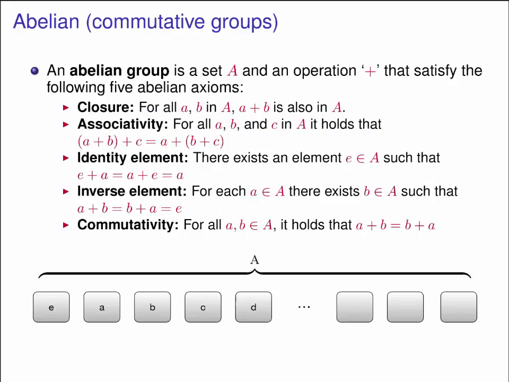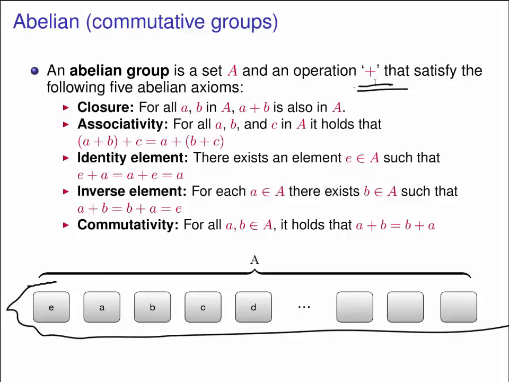Before we proceed, I just wanted to remind you of the definition of an Abelian or commutative group. An Abelian group is a set of elements A together with an operation that together satisfy certain axioms. For clarity, I will refer to this operation as plus or addition. I will denote it by plus, but it can be any other operation, it doesn't necessarily have to be normal addition. And for convenience, I depicted here a set of elements A.